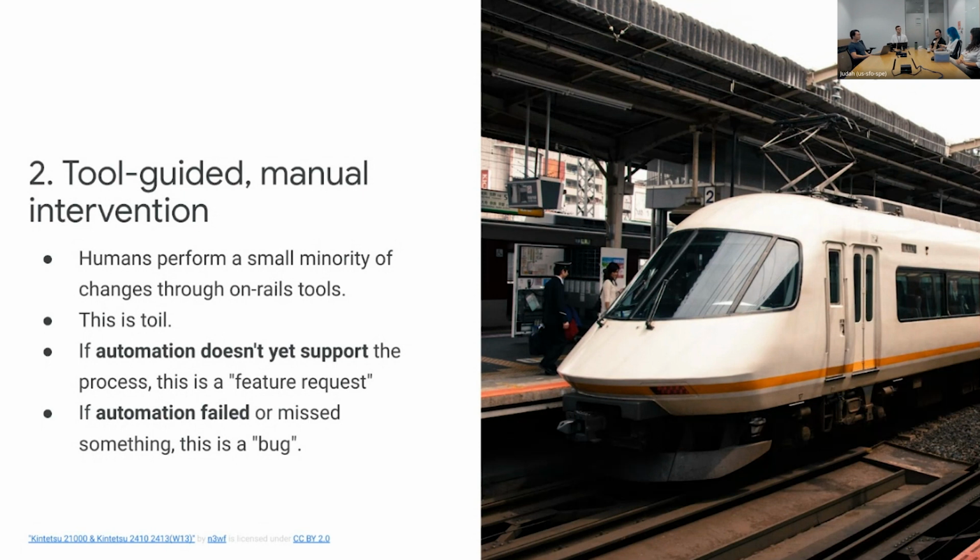Do you guys do timed rollouts, like percentage rollouts? And if so, with this kind of tool-guided manual intervention, if you roll out to, I don't know, 5% of users, you would still have that within that percentage, that kind of thing. Like if certain numbers.